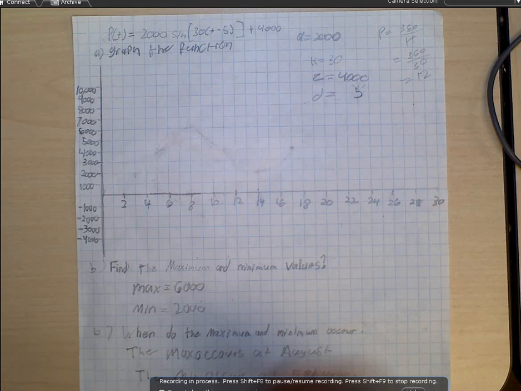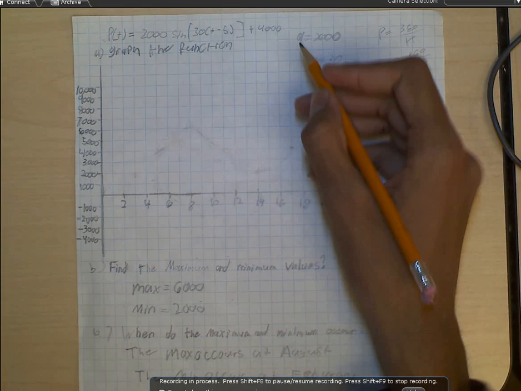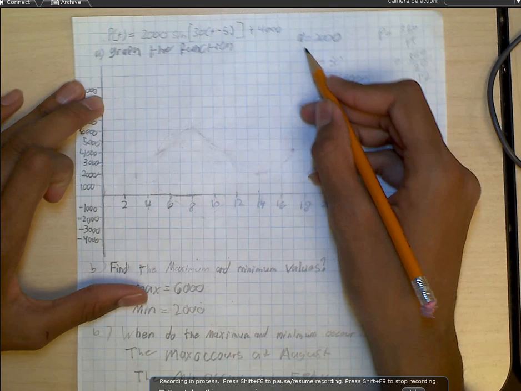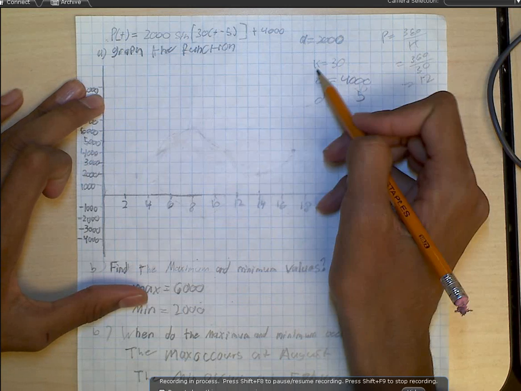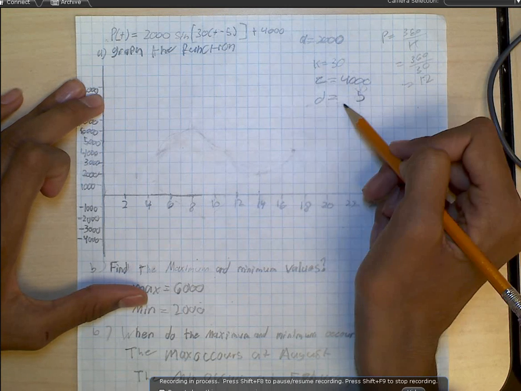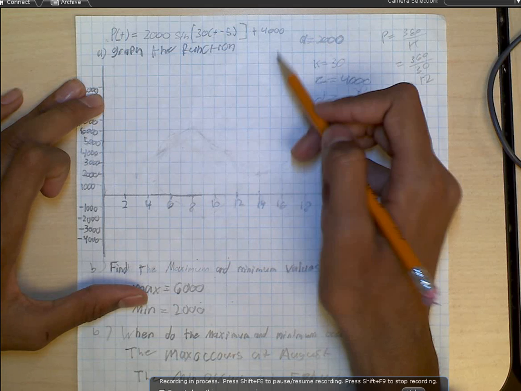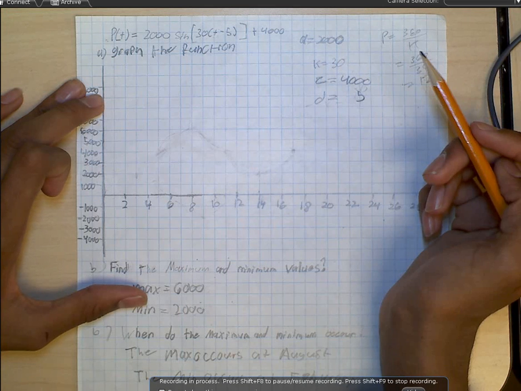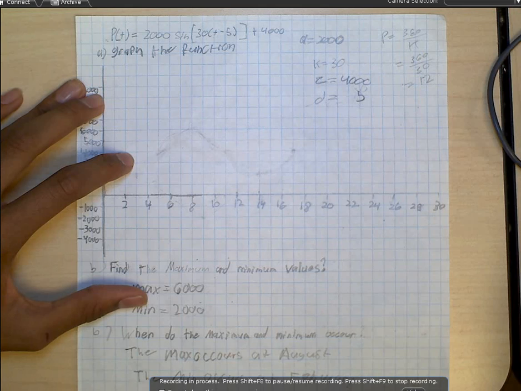Let's first lay out what we have. So our amplitude, as you can see from our equation, is 2,000. Our k value is 30. Our vertical shift is 4,000, and our phase shift to the right is 5. All that's left is to find the period. How long is one cycle?